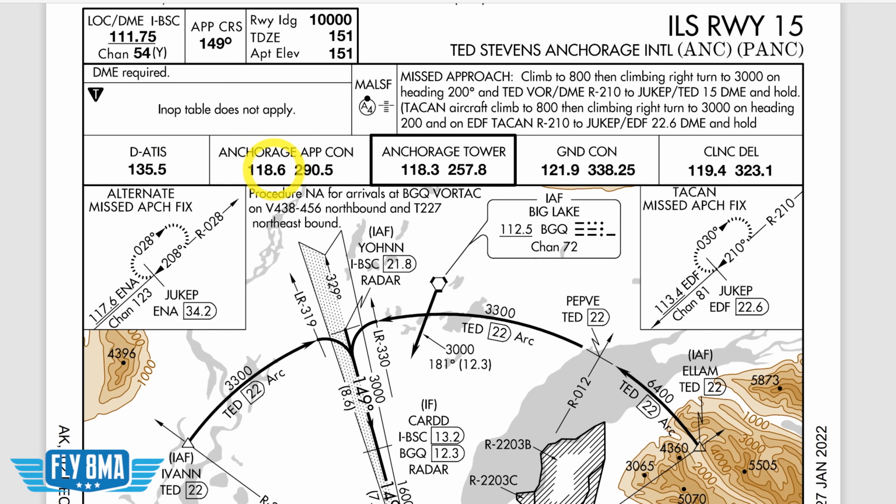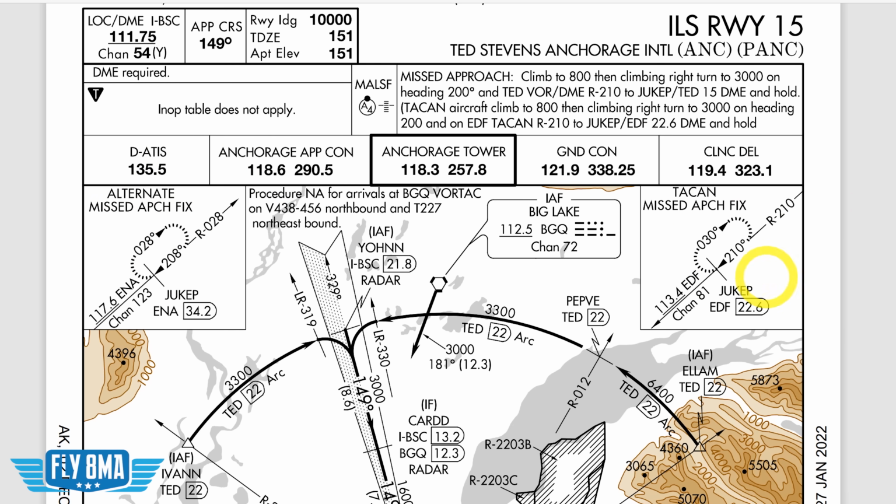Anchorage approach control frequency 118.6 is the next one. That 290 is a military frequency, doesn't matter to us. The tower frequency is always going to be bolded, so really easy to find right there in the middle of the briefing strip, 118.3. Again, military frequency, don't care. And then we have our ground control frequency and the military version of that, don't care. Clearance delivery frequency, kind of nice to get that when you're on the ground there. 119.4, military, don't care about that.